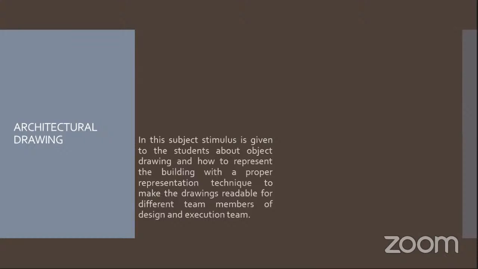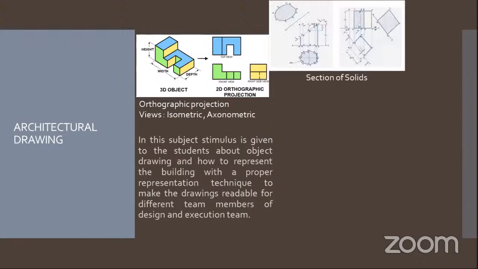In this subject, stimulus is given to the students about object drawing, how to present the building with a proper representation technique to make the drawing readable for different team members of design and execution. So you are being taught ways of representing. You are being taught the ways to visualize your building in orthographic projections, in isometric, and also in axonometric projection. These are some of the examples of how a drawing is made, or how the basics are started.